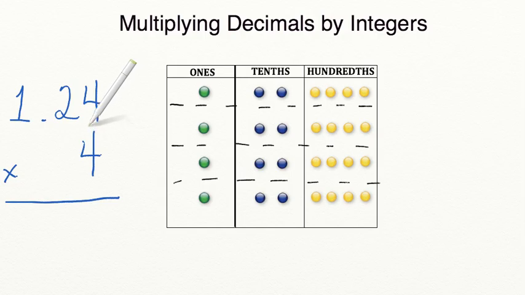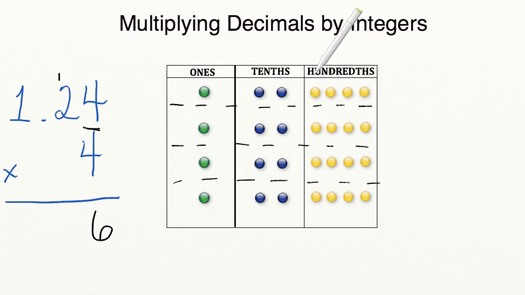We're going to start with our hundredths place. 4 times 4 equals 16, and then we carry our 1. Now we have our 4 hundredths, and we should have 16 in all. So we have 4, 8, 12, 16 hundredths. But why did we carry that 1?